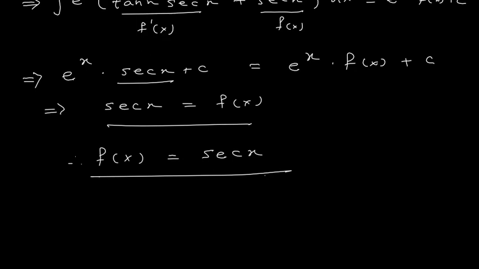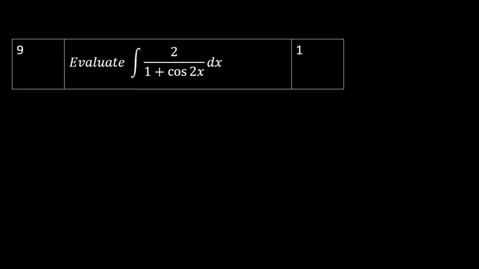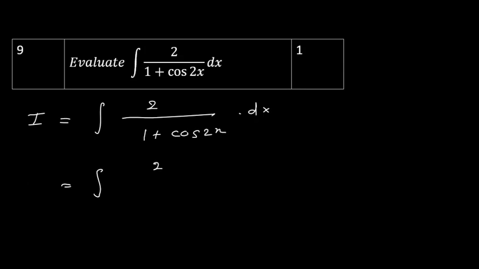Now let us see the ninth question. We have I is equal to the integration of 2 upon 1 plus cos 2x into dx. So this is the integration of 2 upon 1 plus cos 2x. You can write this as 2 cos square x. I hope you know the formula.